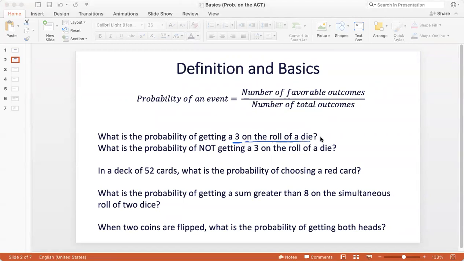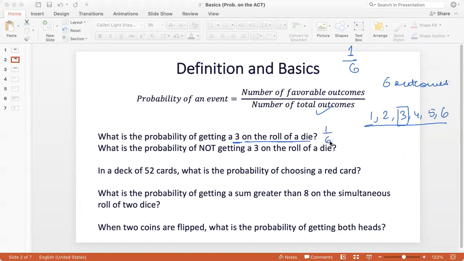Now, when you roll a die, how many total outcomes can you get? You can get a 1, a 2, a 3, a 4, a 5, or a 6, right? So you have a total of 6 outcomes when you roll a die. And getting a 3 is one of those outcomes, right? So the number of favorable outcomes is 1 divided by 6, the number of total outcomes. So this is 1 by 6.